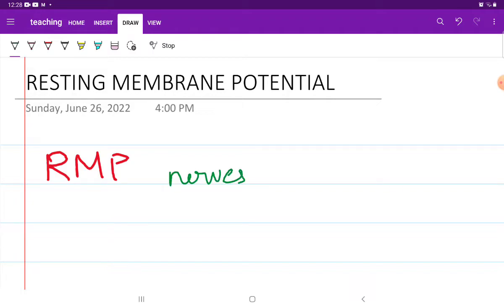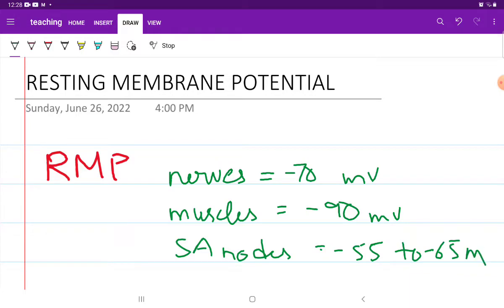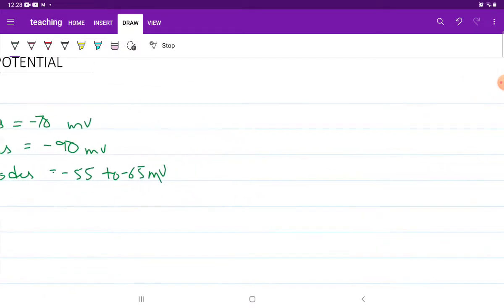The resting membrane potential for nerves is basically -70. In case of skeletal muscles and Purkinje fibers, those are -90 millivolt. In case of SA nodes, those are nearly -55 to -65 millivolt.